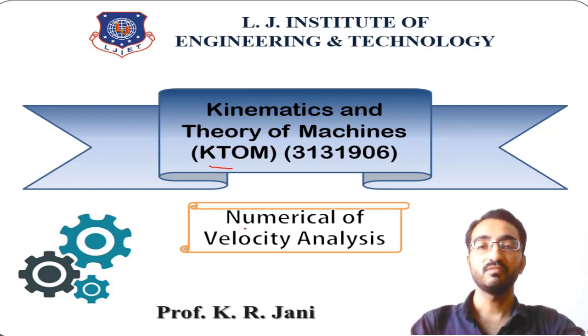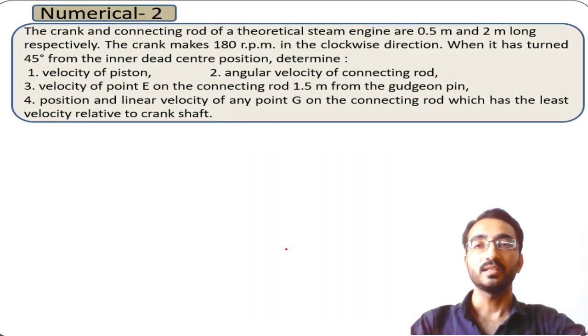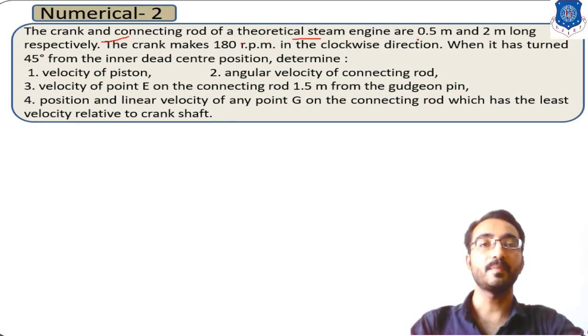In this session, we will continue with our numerical of velocity analysis. In the previous session, we learned that for a crank and connecting rod mechanism, with a crank of 0.5 meter and a connecting rod of 2 meter, and a crank rotation of 180 rpm, we calculated the velocity of the piston and the angular velocity of the connecting rod.